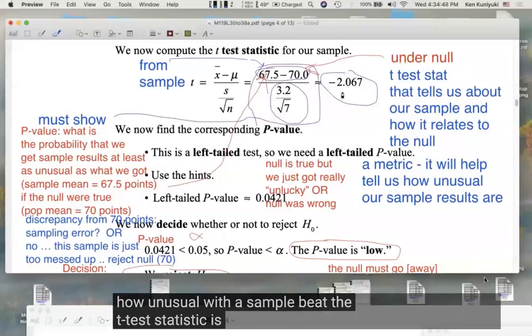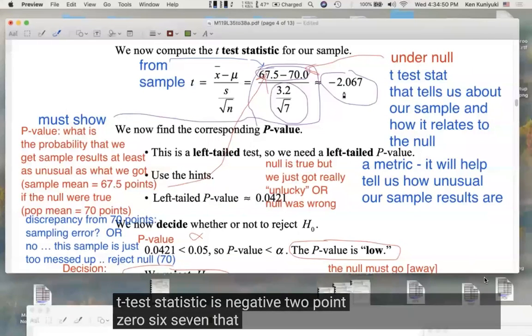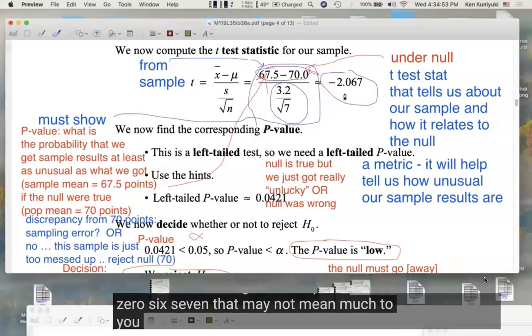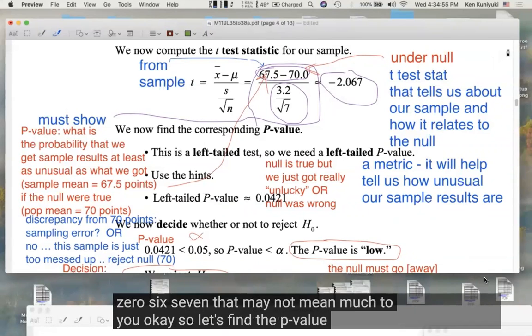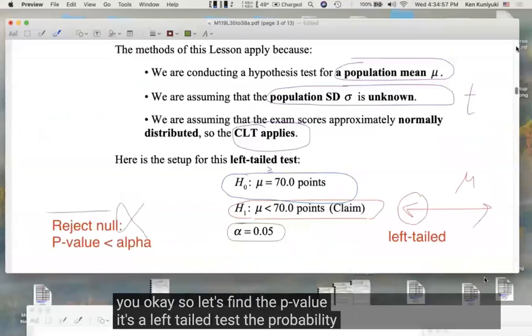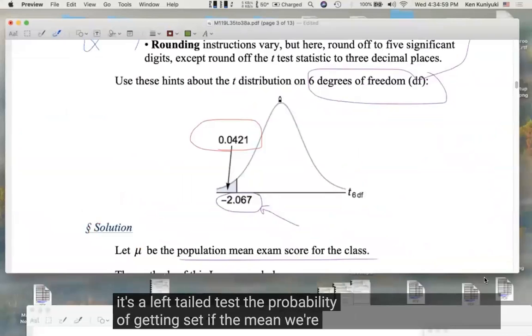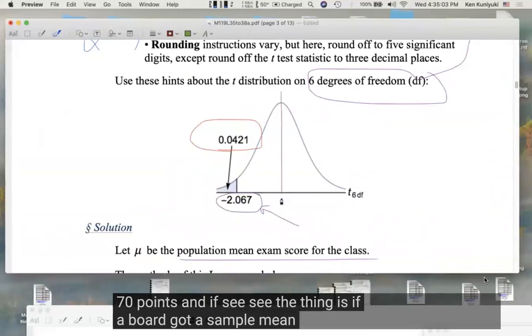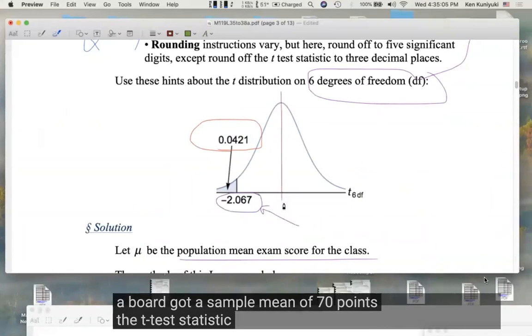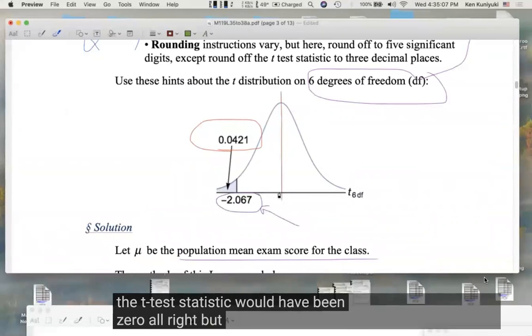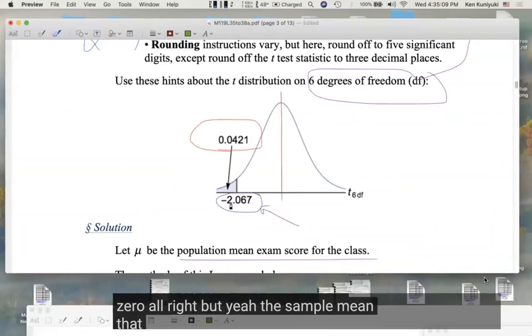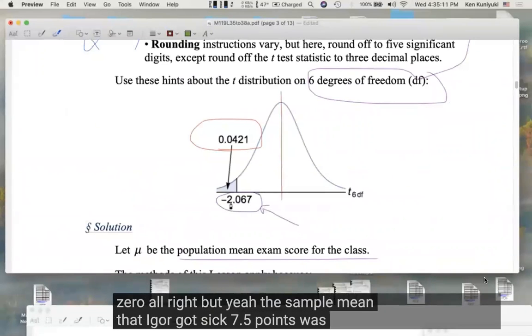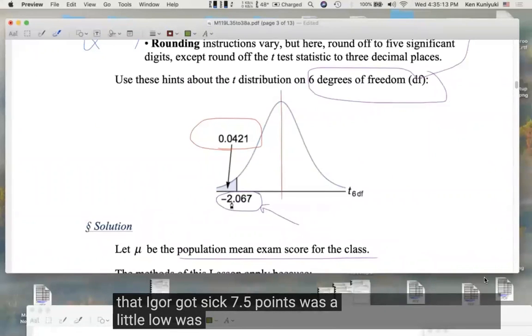The t-test statistic is negative 2.067. That may not mean much to you, so let's find the p-value. It's a left-tail test. If Igor had gotten a sample mean of 70 points, the t-test statistic would have been 0. But the sample mean that Igor got, 67.5 points, was a bit low, and the t-test statistic is negative.